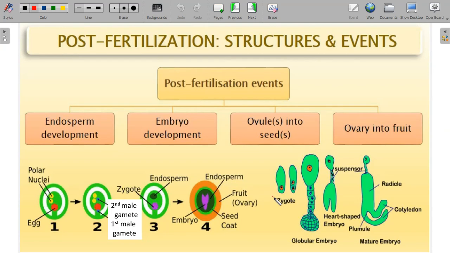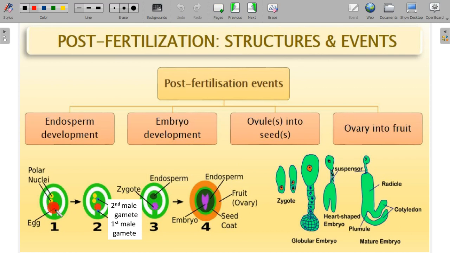Now, pre-fertilization events are over for us. We have seen sporogenesis, micro and megasporogenesis, and we saw gamete transfer. We saw the fertilization events, what occurs in double fertilization, and all other parts. Now, the fertilization is successful. That means after fertilization, what is the other event?